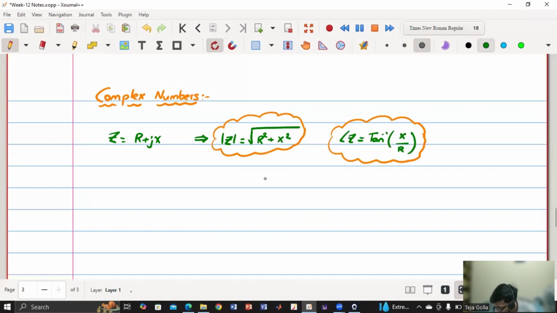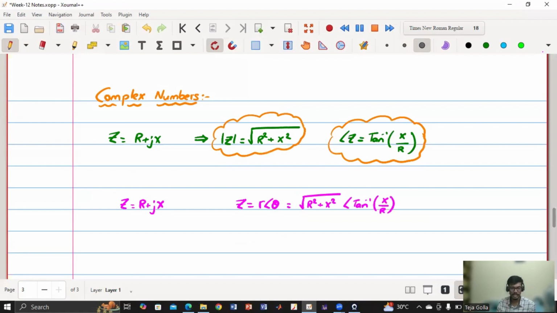So now Z can be written in two ways. Z can be written as R plus JX, which is the rectangular form, and Z can also be written in polar form, which is something like R angle theta. So here it is square root of R square plus X square, angle tan inverse X by R. This R angle theta is more widely used. And if you have calculators, you can also enter the numbers in R angle theta and solve it in a simpler way.